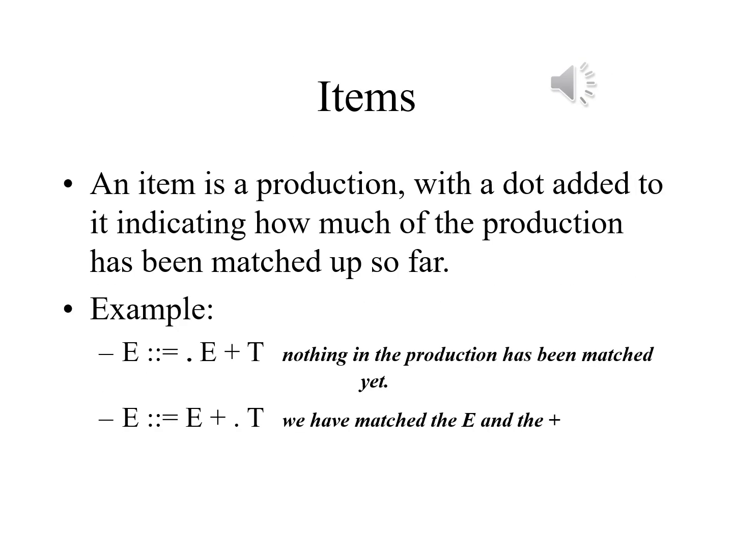An item is a production with a dot added to it, indicating how much of the production has already been matched up so far. So for example, E derives dot E plus T. We haven't matched up anything on the right-hand side yet. On the other hand, if I have E derives E plus dot T, we have matched the E, and we have also matched the plus.